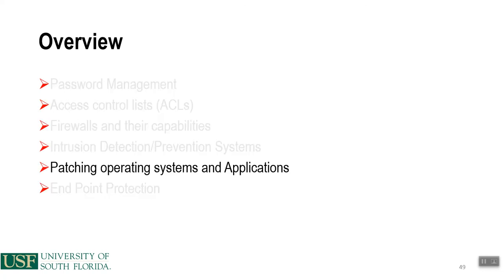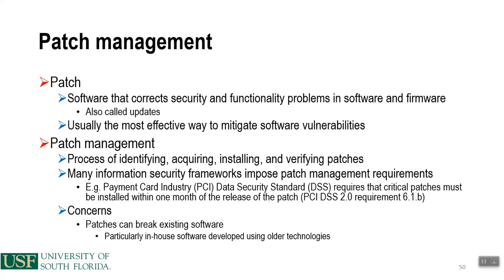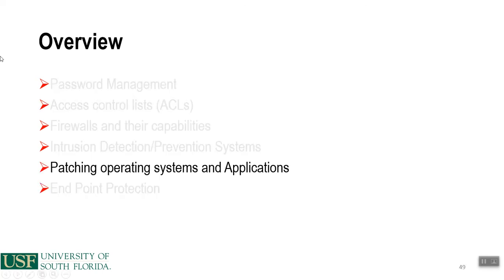Patching operating systems and applications. A patch is software that corrects security and functionality problems in software and firmware. It's also called updates. Just as a recap, passwords and access control lists look at the people level within an organization. They identify what they need to know, the complexity, as well as what they get access to.